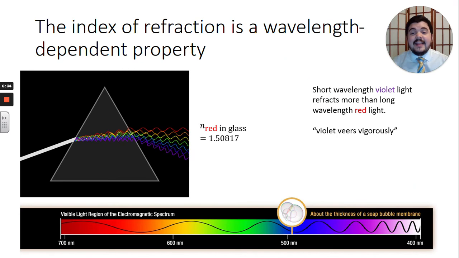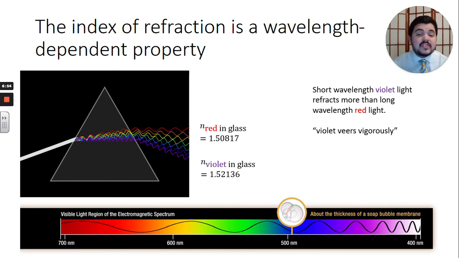Another way to say this is that the index of refraction for a material depends on the wavelength of light. So the index of refraction for red light in glass is 1.50817. The index of refraction for violet light in glass is 1.52136. They're different, right? They're not very different. So if we're not going to separate it out a lot, we might just say, on average, the index of refraction for glass is 1.5. But if we want to look at how different wavelengths of light refract, we would need to know the index of refraction at that wavelength.